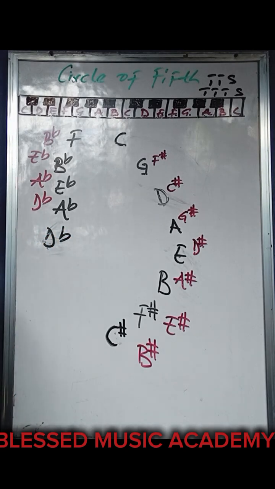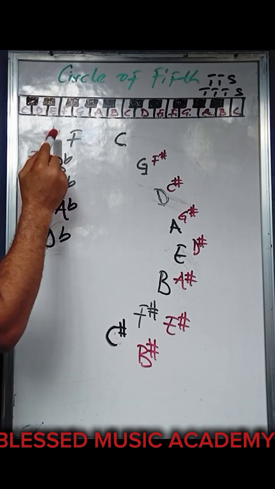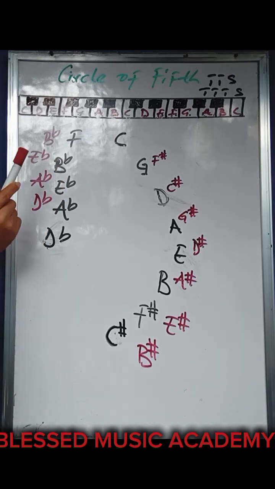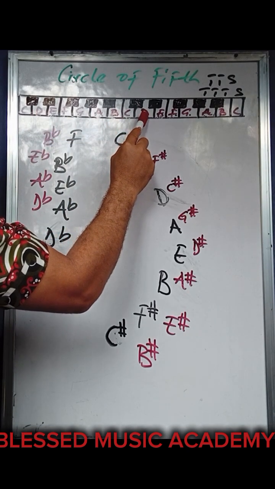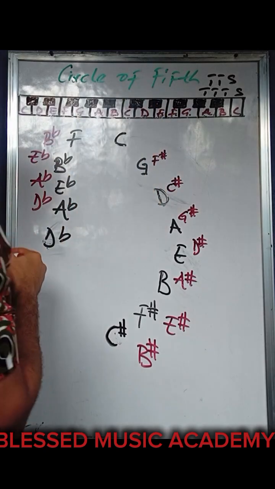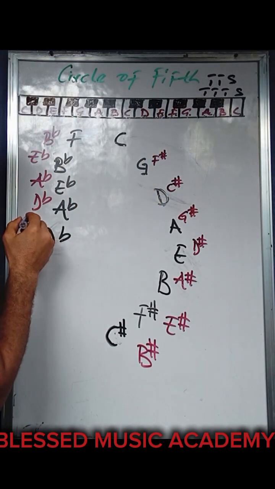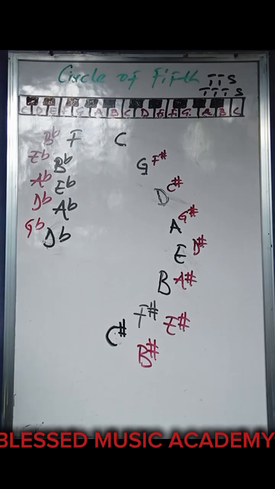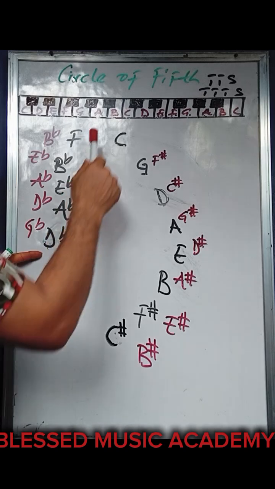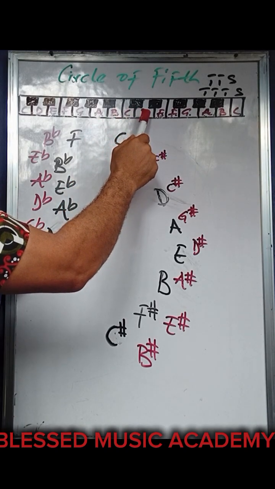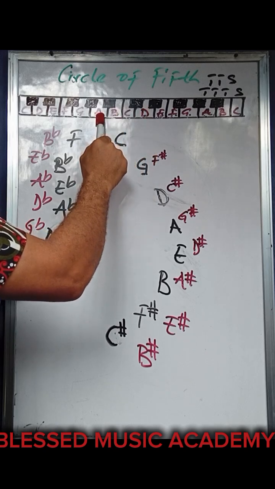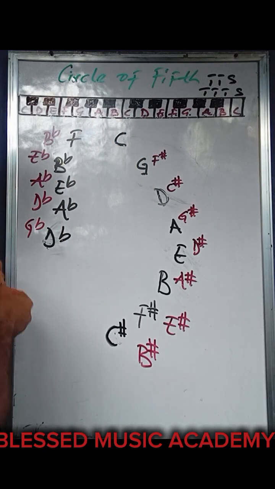So what is the key that should be flattened in D flat? B should be flattened, E should be flattened, A should be flattened, D should be flattened, and what other key? Look for your D here and count 4. 1, 2, 3, 4. G flat. G should be what? Flattened. All right. What next? The next key is D. Count your fifth backward. 1, 2, 3, 4, 5. G flat major.